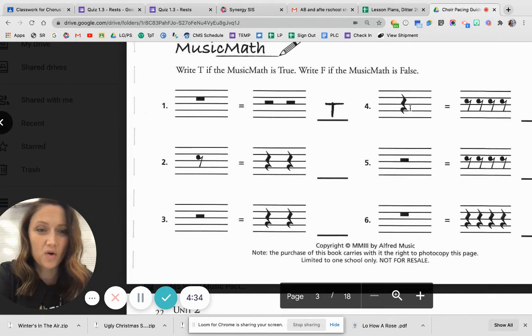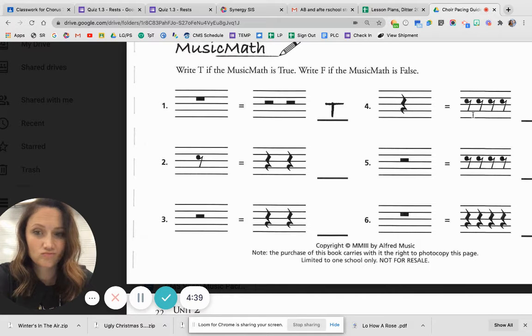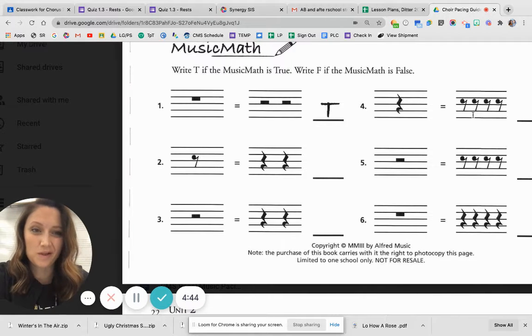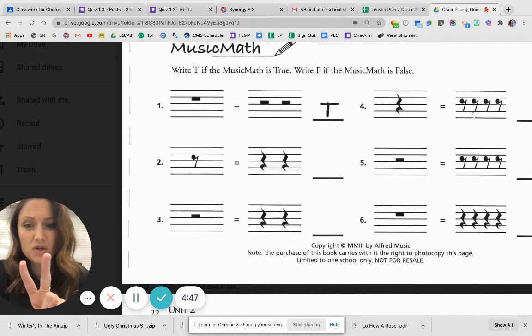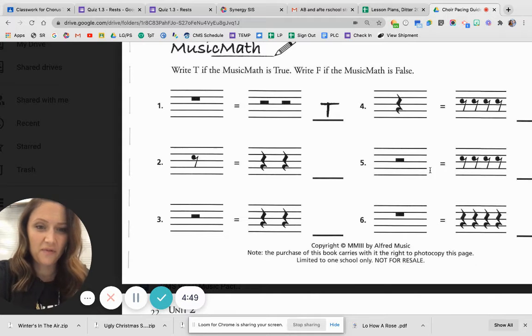does 1 quarter rest equal 4 eighth rests? The answer is false. It does not equal it. 1 quarter rest is equal to only 2 eighth rests. Number 5, does 1 half rest equal 4 eighth rests? The answer is true. This one is 2 beats, and each one of these is half beats. So half plus half, there's 1. Half plus half, there's 2.